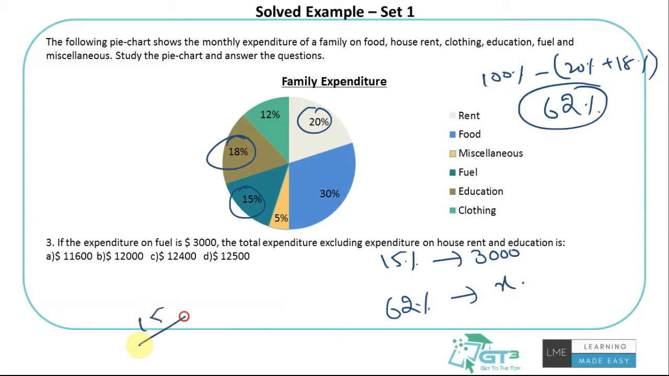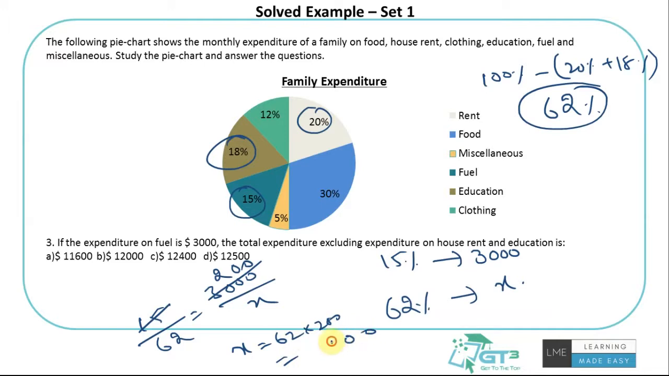So I just need to find out what will be the 62% equivalent thing. So 15 by 62 is equals to 3000 by x. 15 ones are 15, 200s are 3000, so x will be 62 into 200. So this will be $12,400, right?